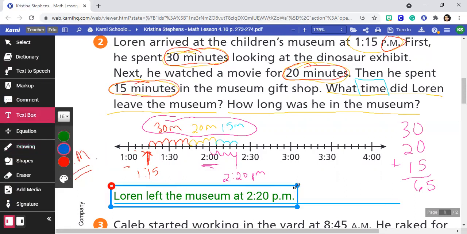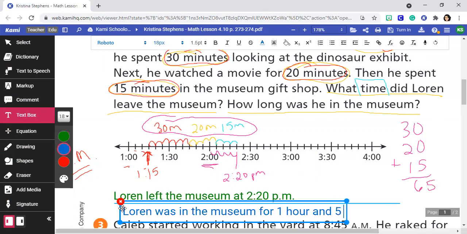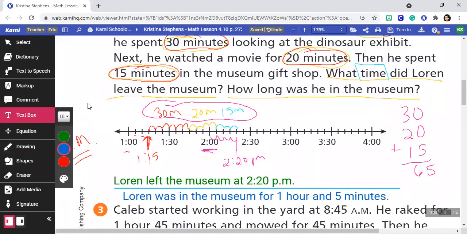And I'm going to switch my color for my text. How long was he in the museum? Lauren was in the museum for 1 hour and 5 minutes. Do you agree with my answers? If you did not get the same answer, reach out to your teacher, talk about it with them, work through it with them. Don't just move on. Asking questions about your mistakes is the most important thing that you can do right now while you learn.